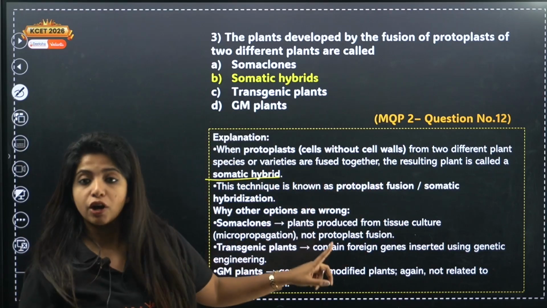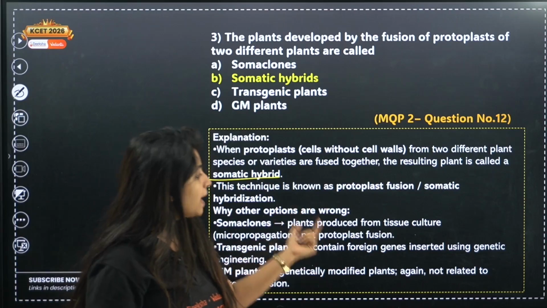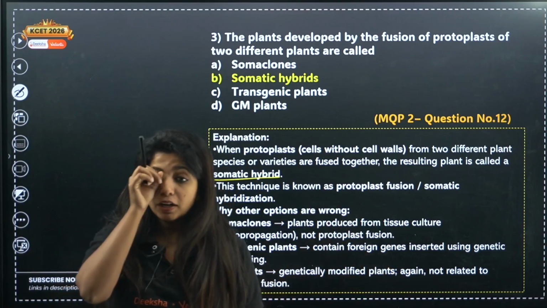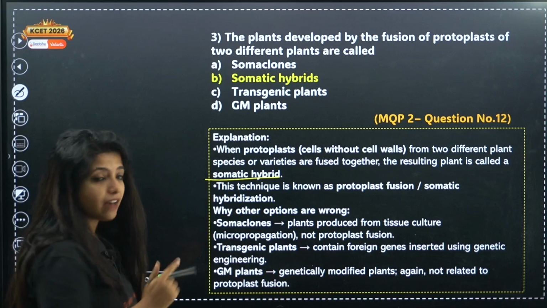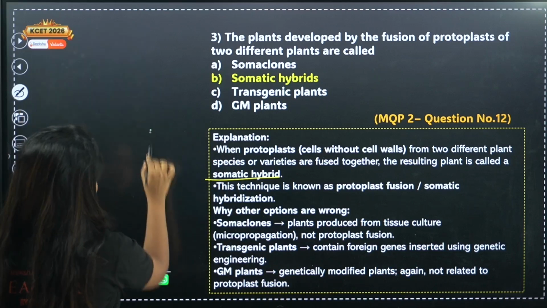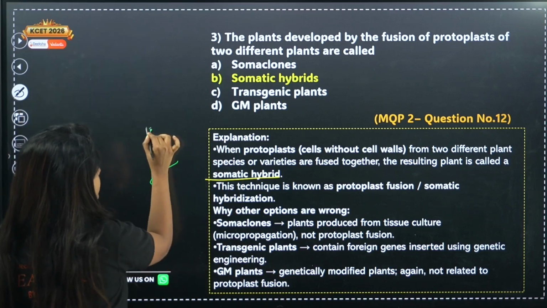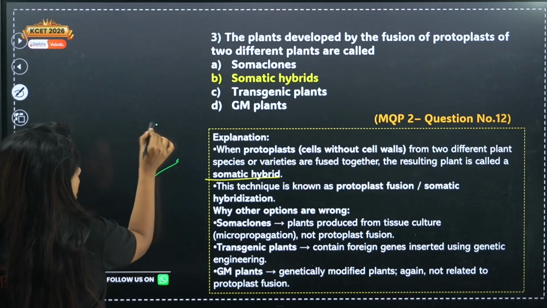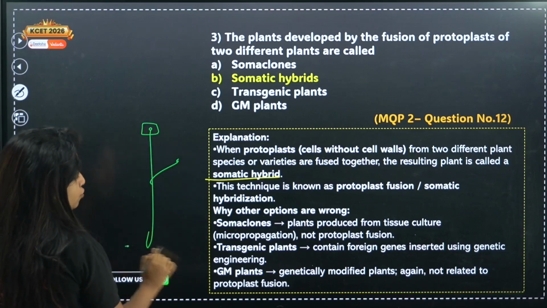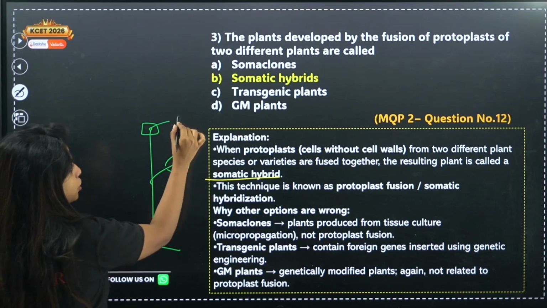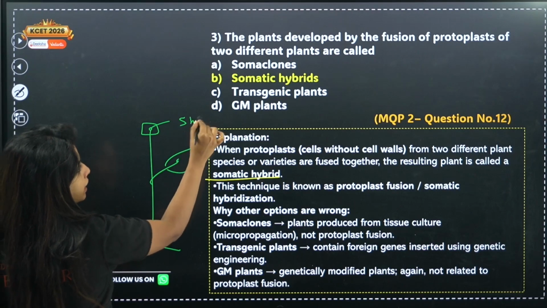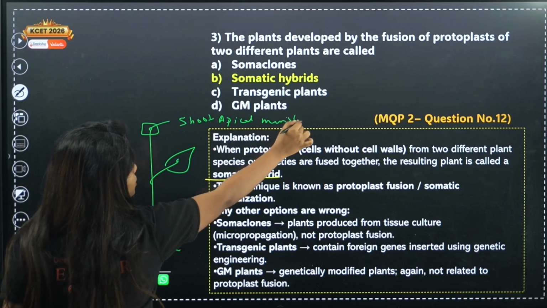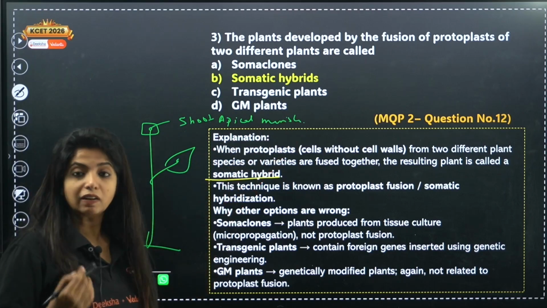Why are the other options wrong? First one, soma clones: plants produced from tissue culture, not protoplast fusion. What do you mean by tissue culture? Suppose, my dear children, I have a normal plant right over there. In the tips of the plant, the shoot apical meristem, the root apical meristem, there are cells which, at the tip of the shoot, are known as shoot apical meristem. They have the potency to divide very, very fast, and they can develop into whatever we want.